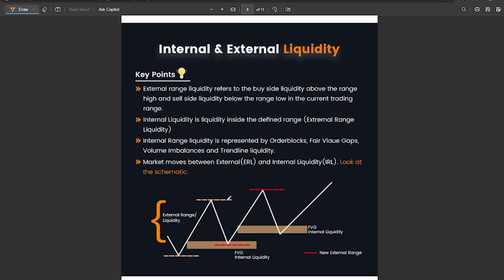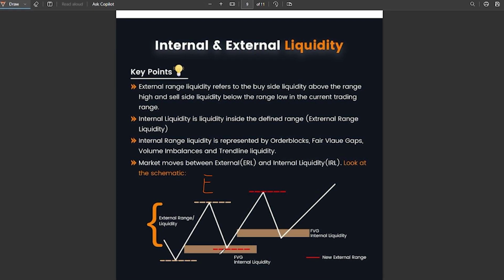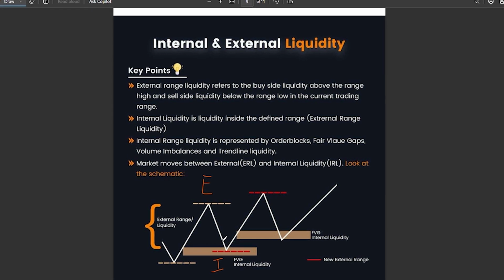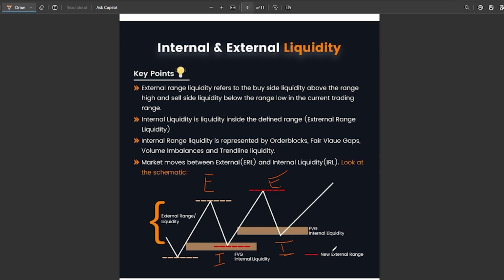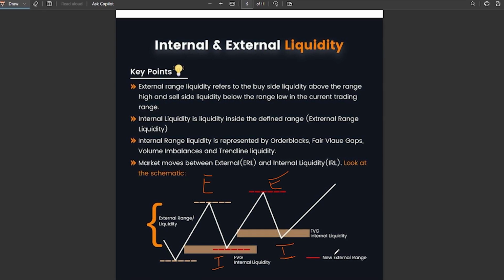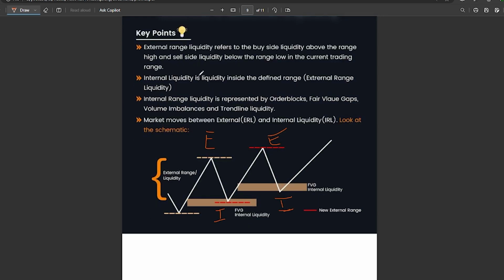And you have to remember, market moves from external to internal liquidity. This was external liquidity, then we came into the fair value gaps, which was internal liquidity, then we again went to the external liquidity, that was the highs, then we again came into the internal liquidity. So market always moves from external to internal liquidity, then internal to external liquidity. It is fluctuating between these two, external internal, internal external. And if you want to further read about it, you can read it here and what are the types. Now let's move to an example to clarify all the concepts.